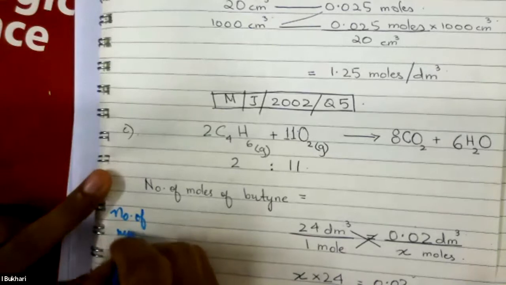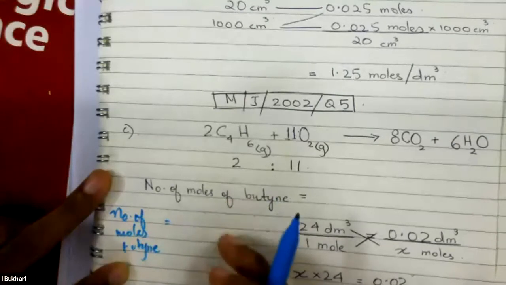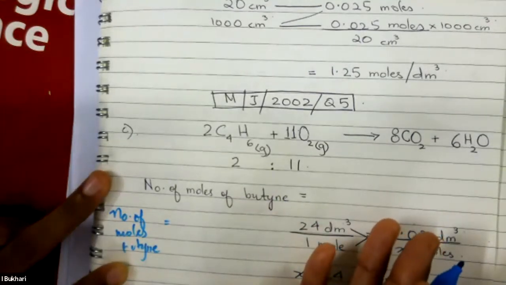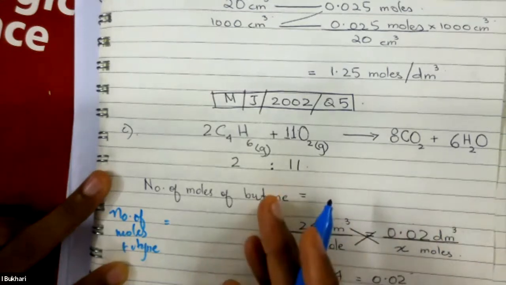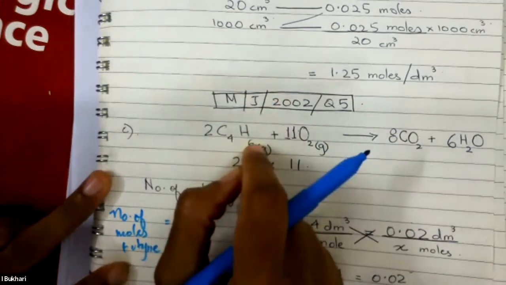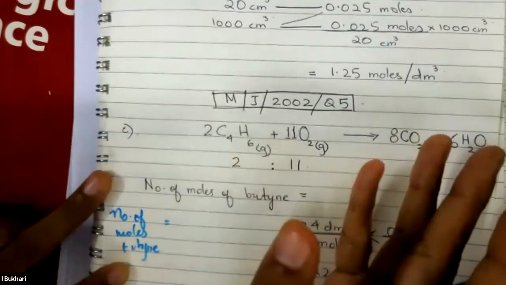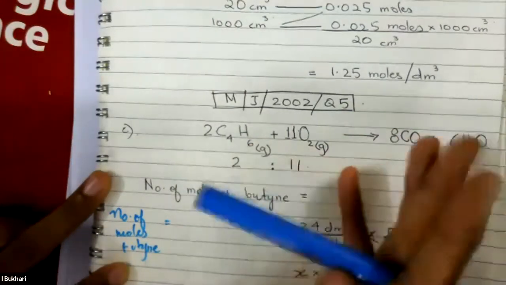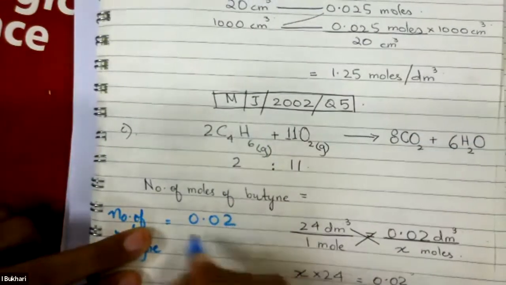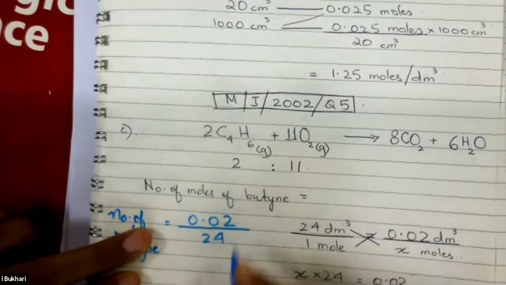Number of moles of butane is volume, so your volume should be in the same unit. What unit do you want? dm cube. Okay, so in the question, the volume of butane is 20 cm cube. How much is that in dm cube? 0.02, divided by 1,000. So remember to do that, because you're using 24, and that is 24 dm cube, so both the units should be in dm cube.